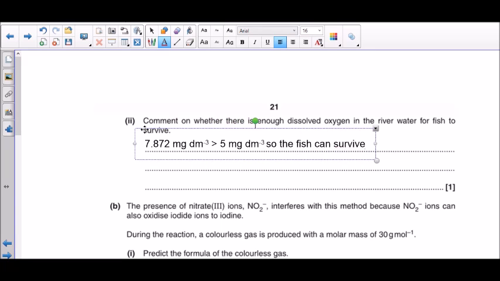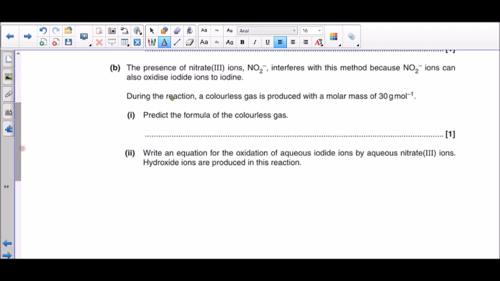You get errors carried forward in this, so if your answer on the previous question was less than 5 milligrams per decimeter and you said the fish couldn't survive, you'd still get that mark. In part B, we've got nitrate 3 ions interfering with the method because they can oxidise iodide to iodine, and we get a colourless gas being produced with a molecular mass of 30 grams per mole.